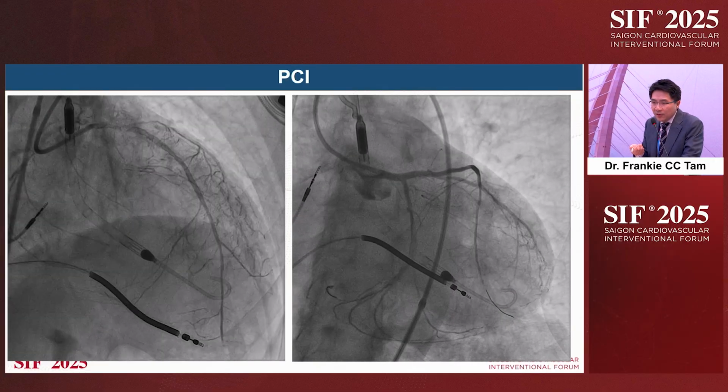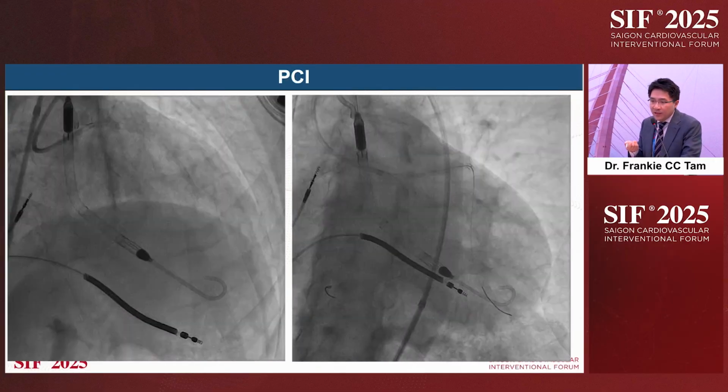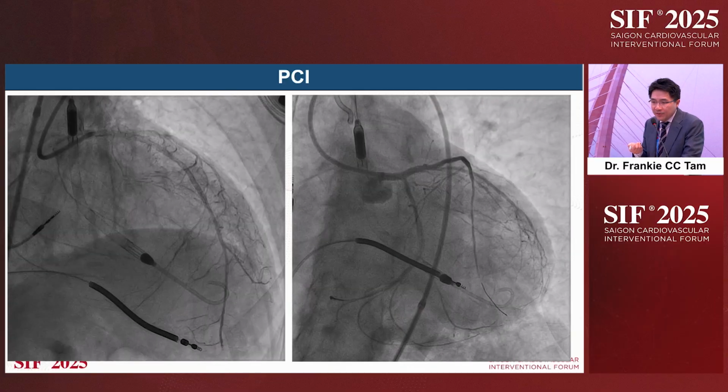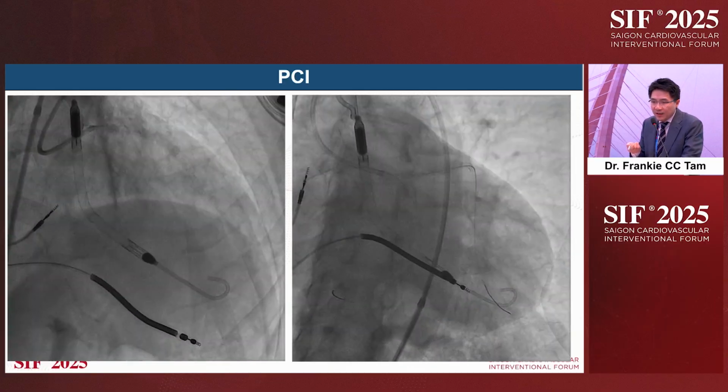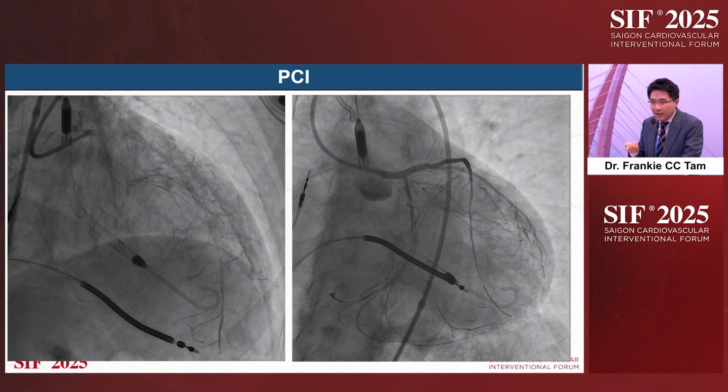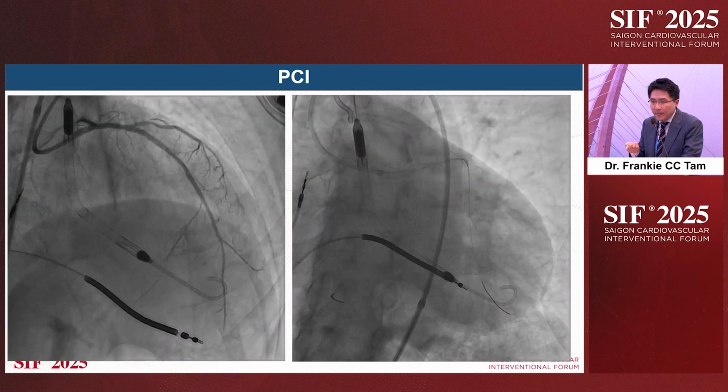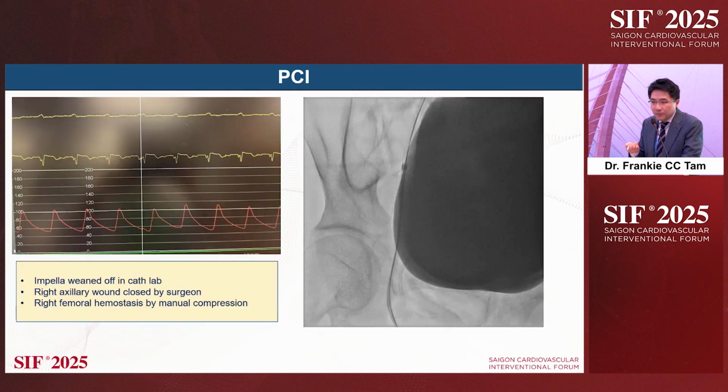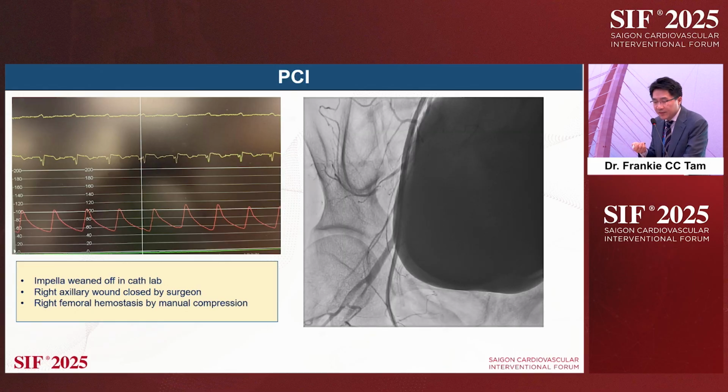Okay, so we got TIMI 3 flow down from the left main to the LAD and from the left main to the circumflex. And the patient clinically and hemodynamically improved. All right, so the Impella was removed in the cath lab and the right axillary wound was closed by the surgeon. The right femoral hemostasis was done by manual compression.